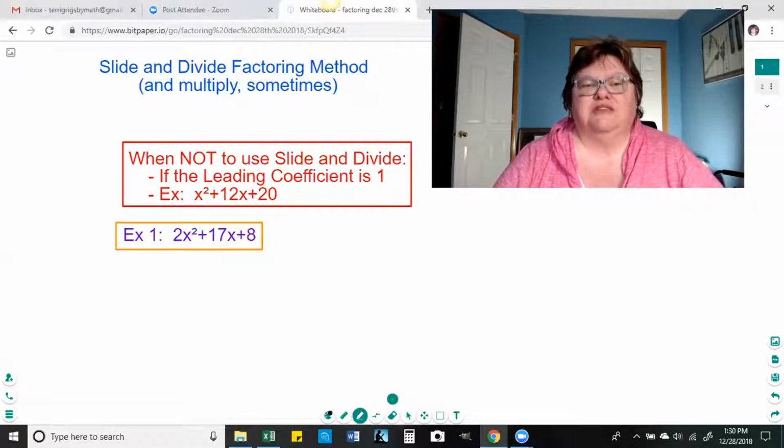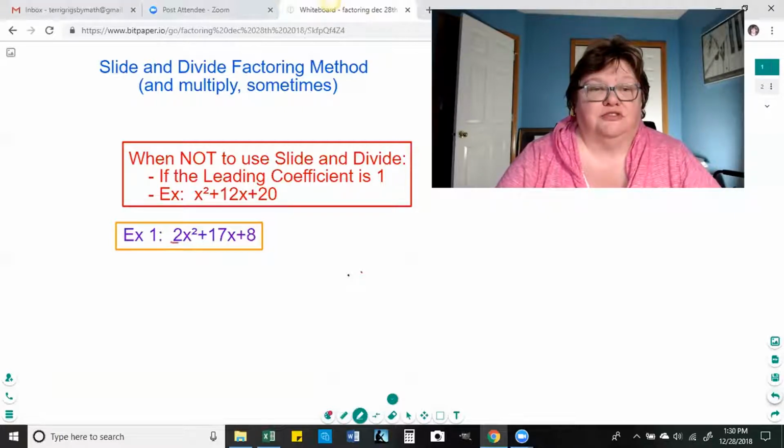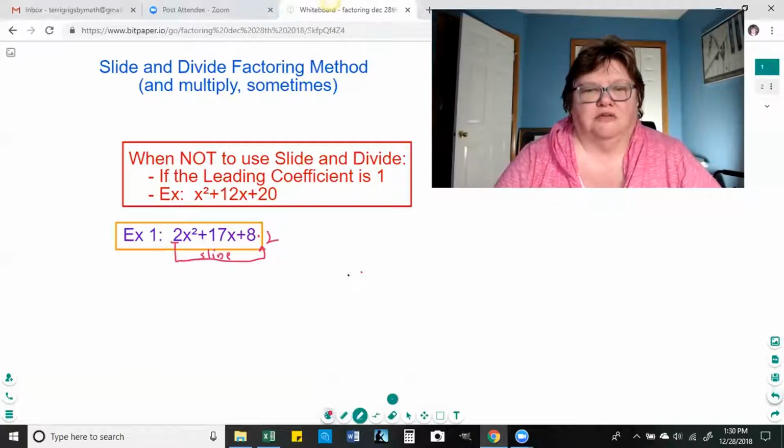So let's look at my first example down here, 2x squared plus 17x plus 8. The very first thing I want to do on this example is take this leading coefficient of 2 and slide it down to the end. And yes, I say slide because it's fun. So I'm going to make this 8 times 2. Okay, so here's what we've got now that we slid it: x squared plus 17x plus 16. I got that from the 8 times 2.